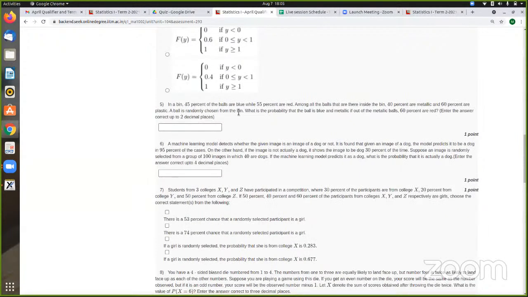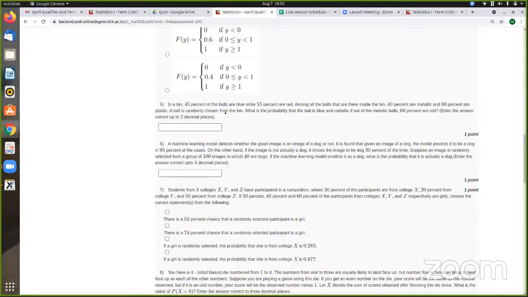In a bin, 45% of the balls are blue, while 55% are red. Among all the balls inside the bin, 40% are metallic and 60% are plastic. A ball is randomly chosen from the bin. What is the probability that the ball is blue and metallic, if out of the metallic balls 60% are red?